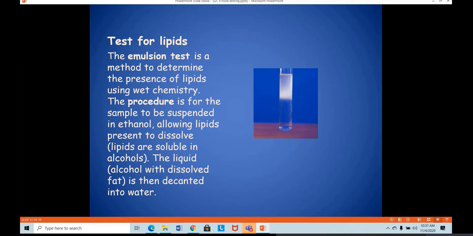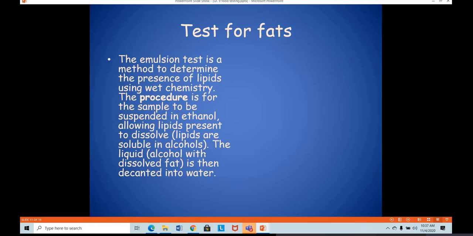So the emulsion test is a method to determine the presence of lipids using wet chemistry. Why are we saying wet chemistry over here? Because we are using ethanol. Have you heard of the term ethanol earlier, ladies? Yes. What is it, ethanol? Can we say it is a kind of alcohol? Yes, it is a kind of alcohol. Ethanol is used in order to test for the fats. That is why we say it is using wet chemistry.